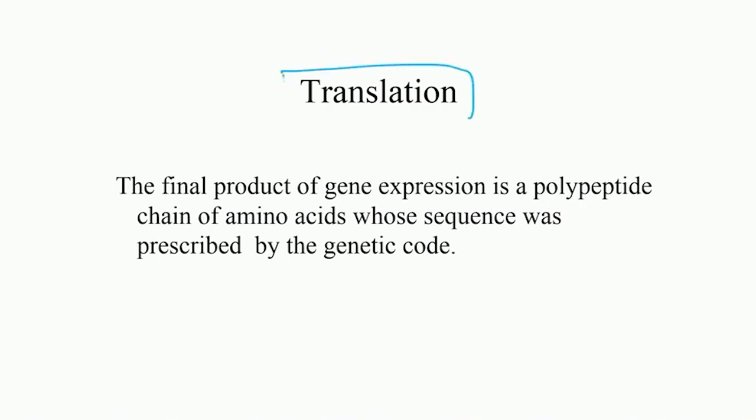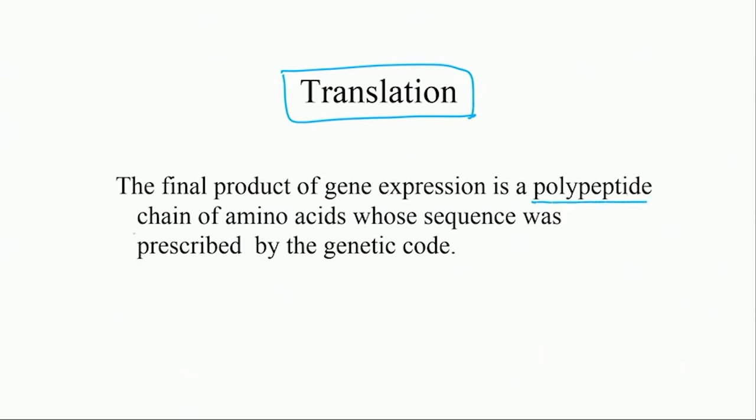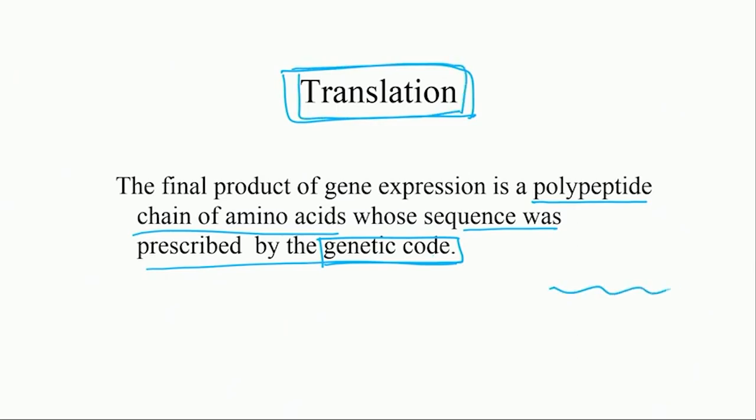So, translation is the process, or the final product of gene expression, to make a polypeptide chain of amino acids whose sequence was prescribed by the genetic code. There are certain things which we need to clarify. One is this important thing, the genetic code. Another is translation. I told you the function of the three classes of RNA. The mRNA is actually translated; the information in the mRNA is translated into the protein.